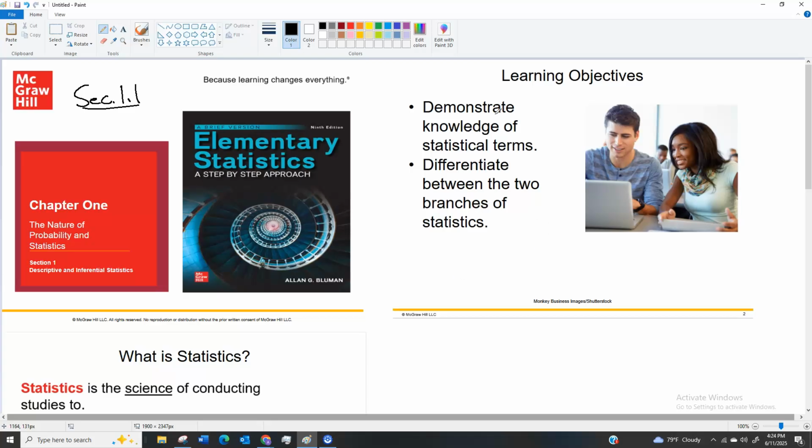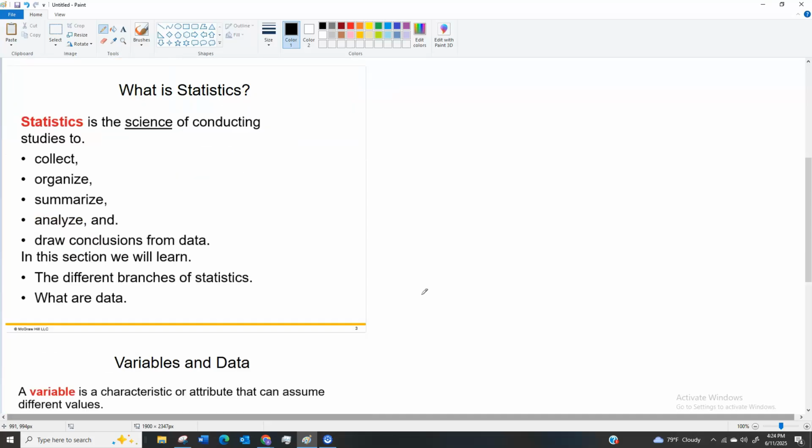Our learning objectives for the first section are to demonstrate knowledge of the statistical terms and differentiate between the two branches of statistics. So let's get into it. So what is statistics? You'll be surprised maybe to notice that the definition of statistics that we use here says statistics is the science of conducting studies. Well, why in a class that's called Math 1342 are we saying that statistics is a science? Is it a math or is it a science? And the answer is it's both.